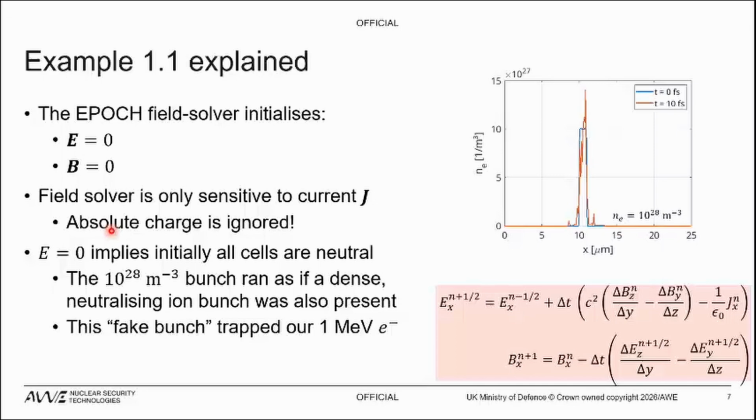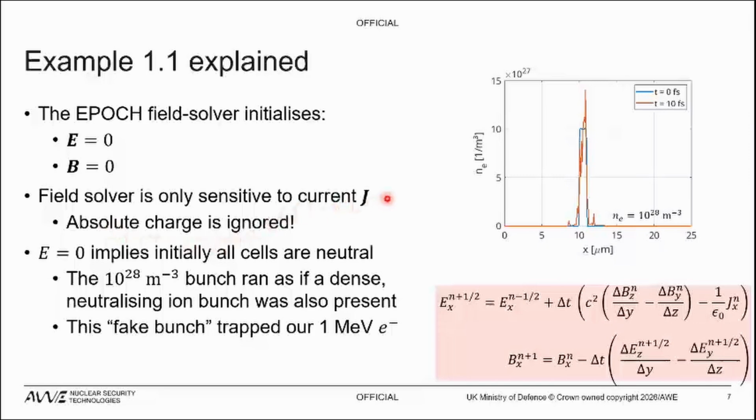And so what that means from the code's point of view is, right, I have the electrons, there must also be an immobile block of positive ions equal to the electron density at the electron position. Nowhere in the code do we explicitly code that in, but it is implied by the field solver that we're using. And so when we initialize our simulation, our electron bunch wants to move, but there's a very strong positive charge that's pulling it back from EPOCH's point of view. That's why our 10 to the 28 electron number density pulse hasn't moved in that slide.